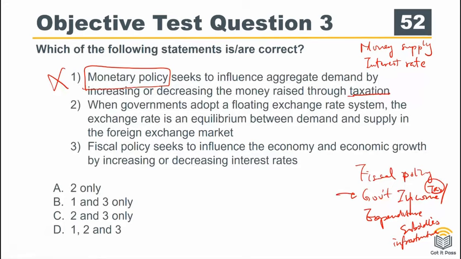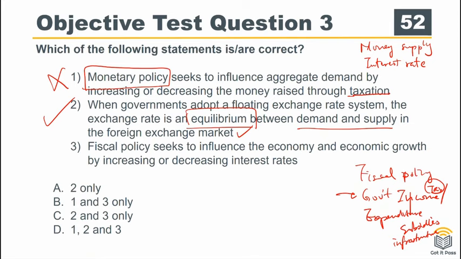The second, when the governments adopt a floating exchange rate system, the exchange rate is an equilibrium between demand and supply in the foreign exchange market. Okay, when we study foreign exchange or risk management on Forex, we are concerned about the exchange rate impact on a company, but how about when the government adopts a floating exchange rate or fixed exchange rate system? If it is a floating exchange rate system, the exchange rate will move based on the market demand and supply. And the exchange rate will be at equilibrium based on the force between demand and supply. Yes, it's true, because it describes the market situation for determining the exchange rate.